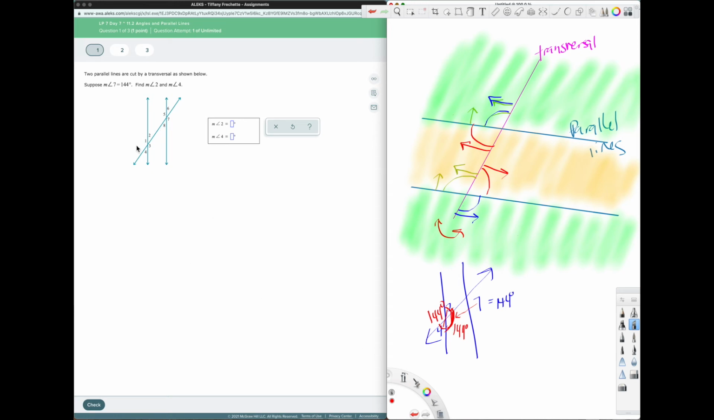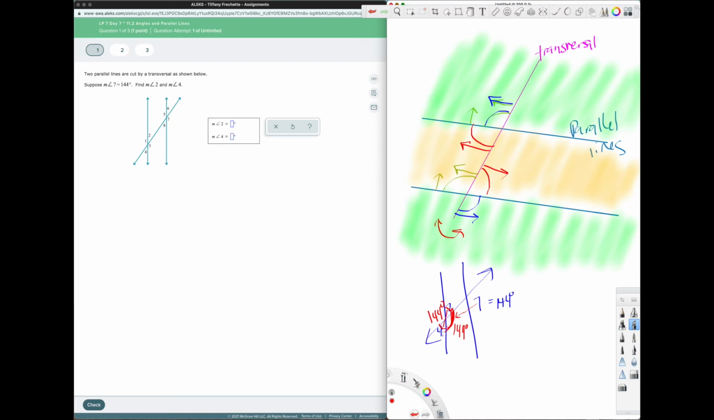So that's the main idea here: once you look at what you're given, how do you take what you're given and get it over to the same area as what you're trying to find? And you're going to use one of these properties that we just went over again.